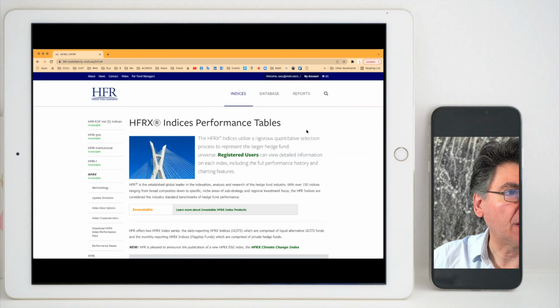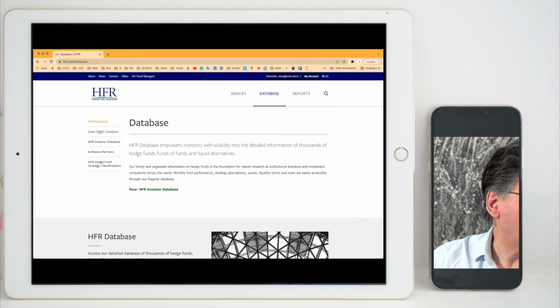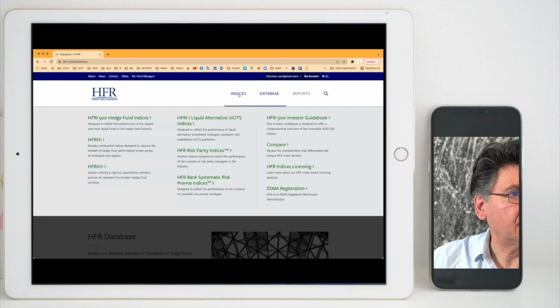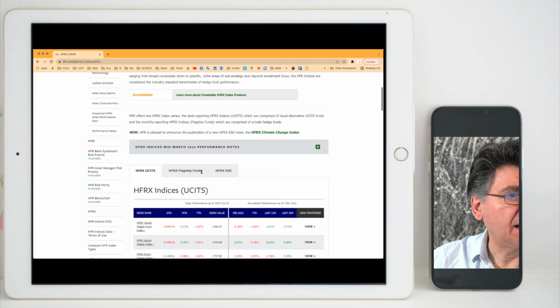So in the database section, you can get, I'll show you what we're looking for. If I go there, I'm going to navigate to the HFRX indices. Okay, and these indices have data that we can download.